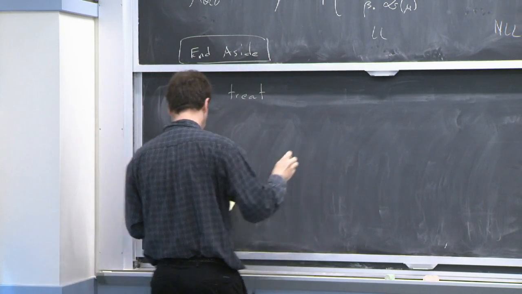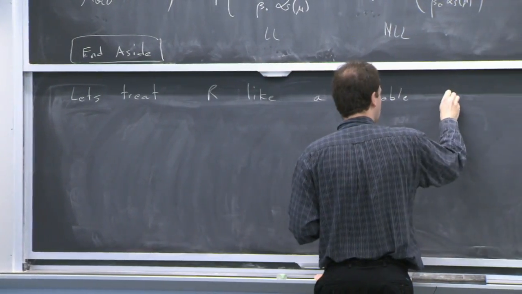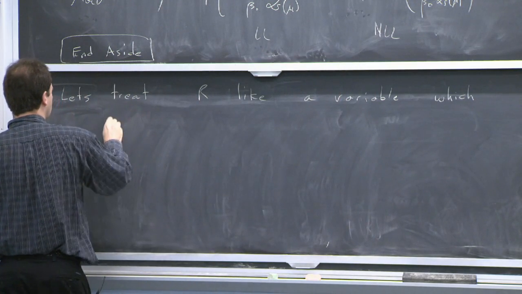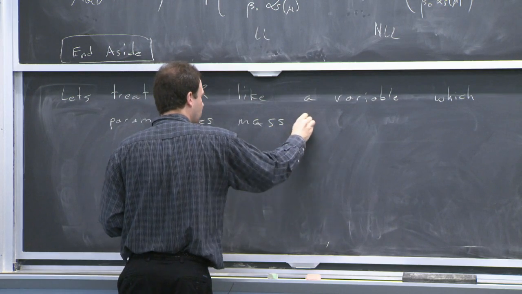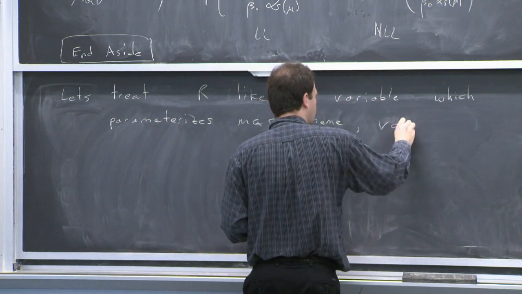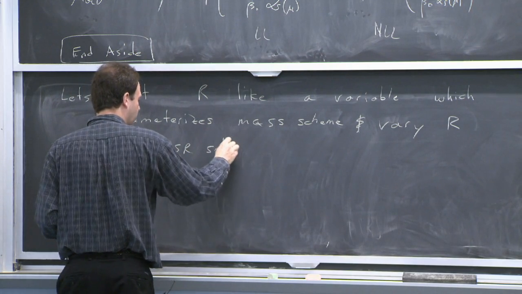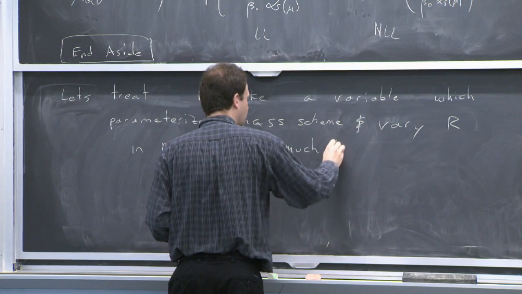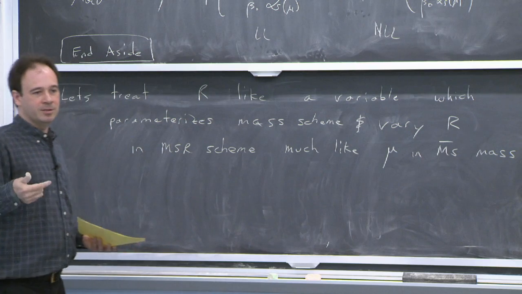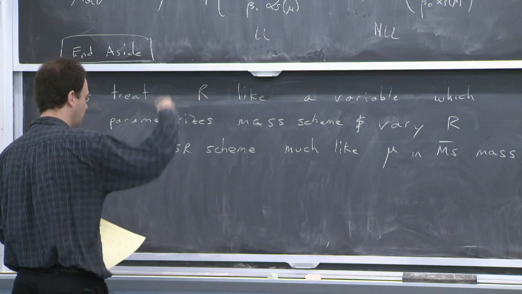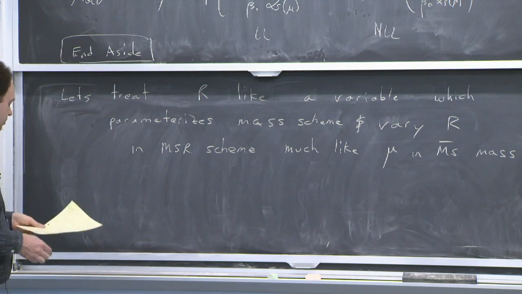So we have a cutoff. And we already said that we can treat R as a variable that parameterizes the mass scheme. And so we can vary R in this MSR scheme, just like we'd vary mu in the MS bar scheme. So if you like, what you're doing when you vary mu in the MS bar scheme is you're properly taking into account what fluctuations you want to put into your mass in the ultraviolet. And here, it's related to this kind of physics that's going on in the deep infrared that you're also being careful about.